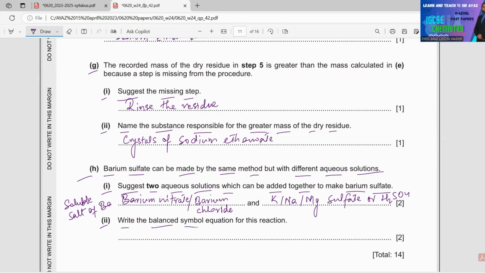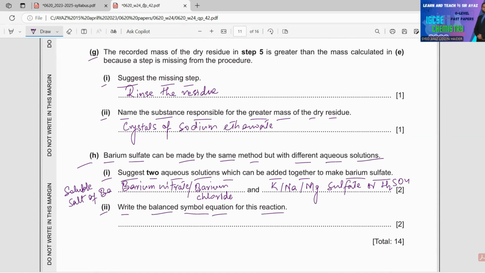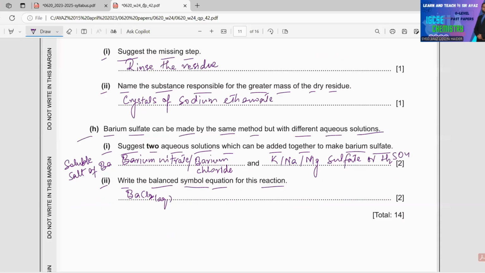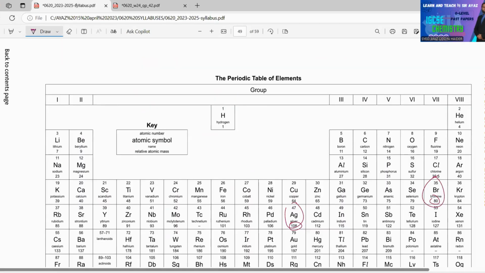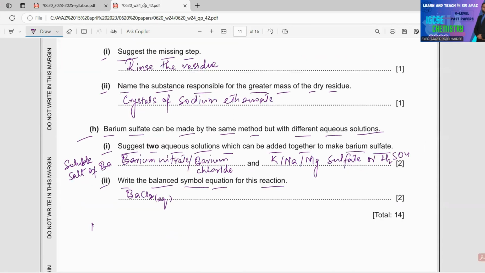Number 2, write the balanced symbol equation for this reaction. For example, if I am taking barium chloride, the formula must be BaCl2 aqueous. I hope you know how you got this formula. Barium chloride, where is barium? Barium is in group 2, having +2 valency. Chlorine is in group 7, valency is -1. So if you are going to work out the formula between these two, you will get Ba +2, Cl -1, ignore the charges. These numbers will be swapped and you will get BaCl2.